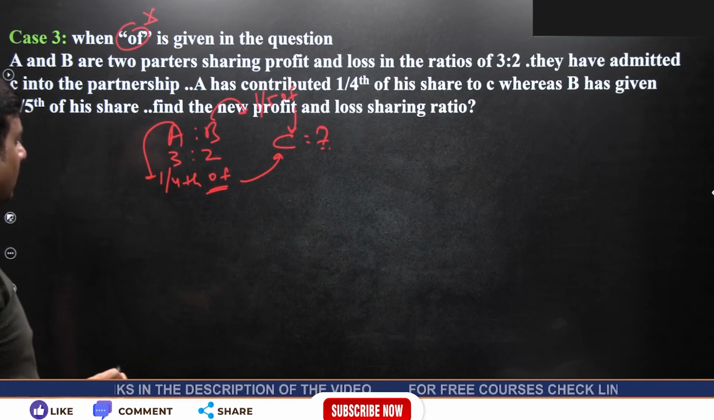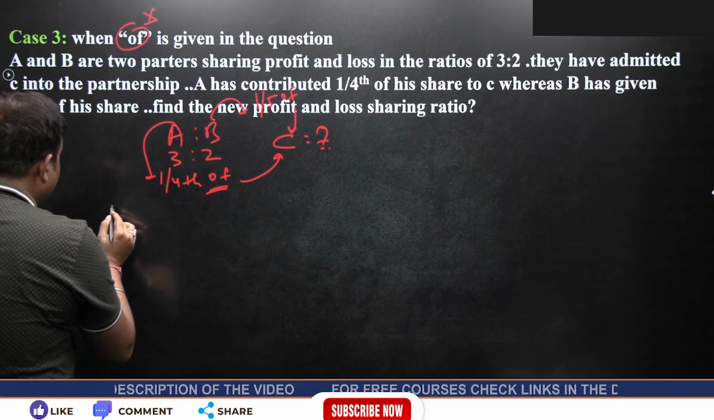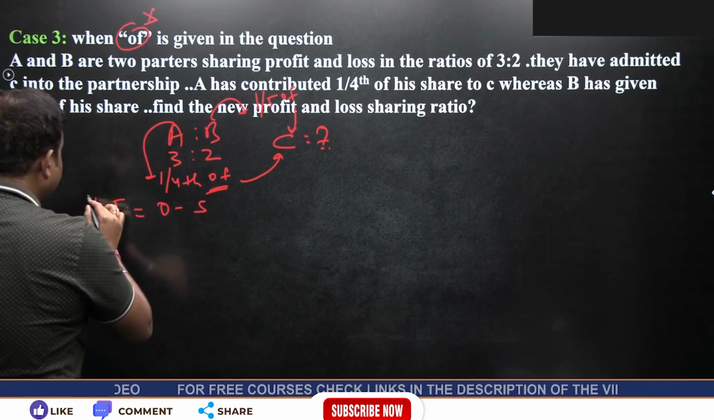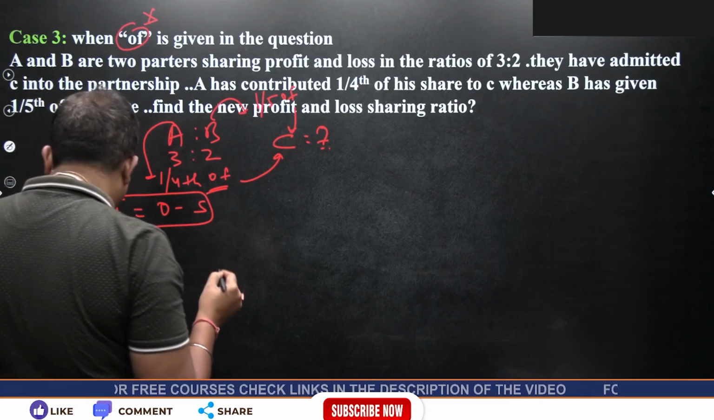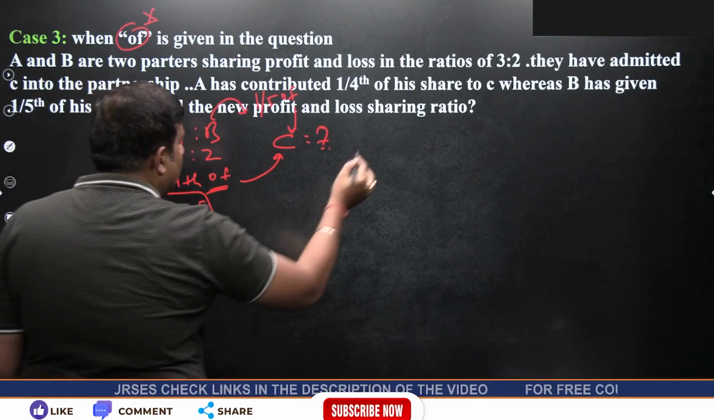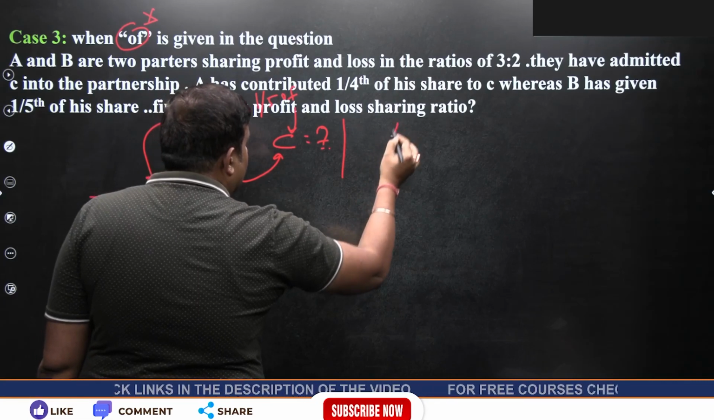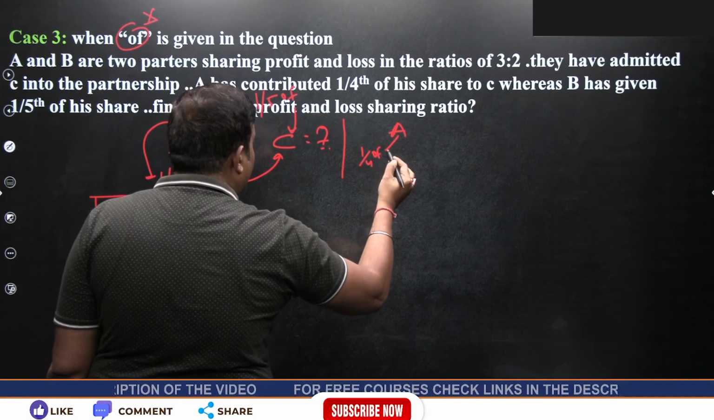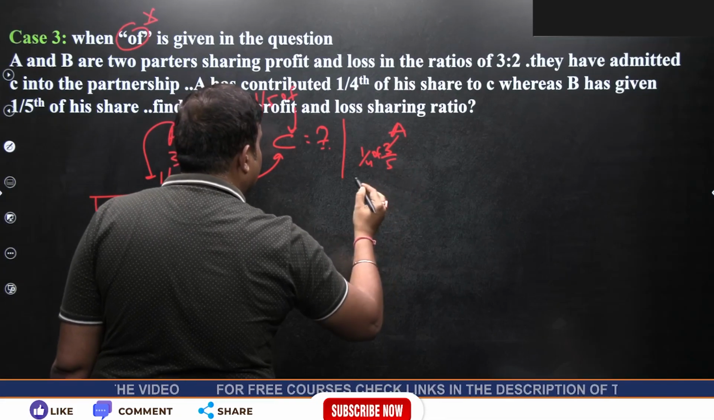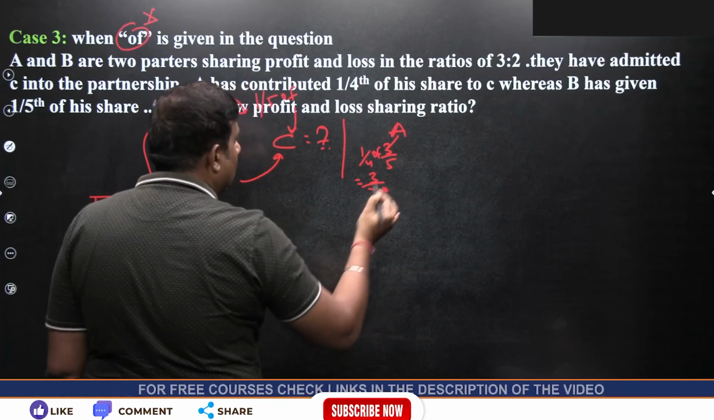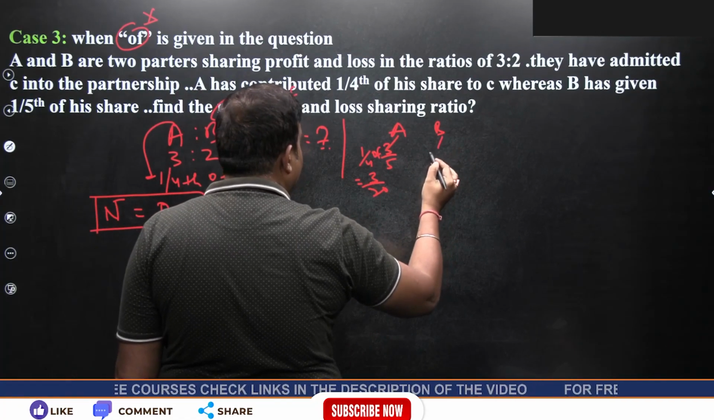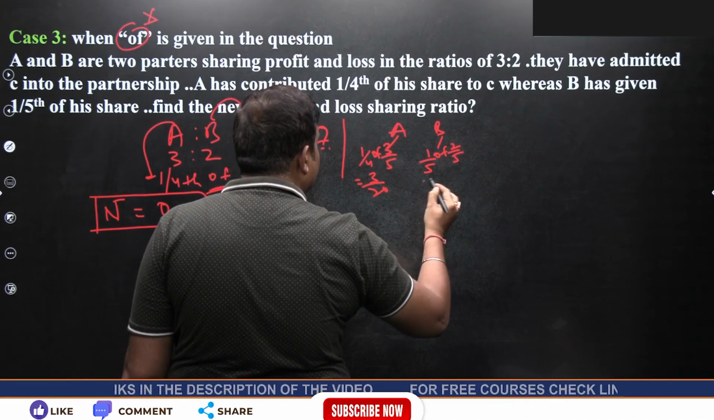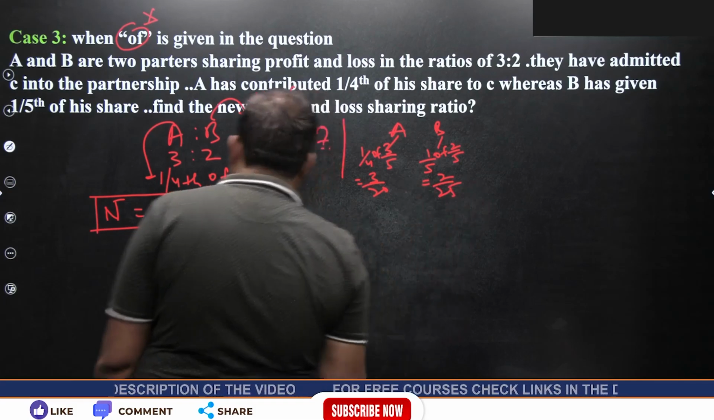Find the new PSR. Again we can apply the same formula: to ascertain the new ratio, the formula is old minus sacrificing. First of all we need to find the sacrificing part. A is going to sacrifice 1/4 of his share. So 1/4 of his share, that is 3/5, it should be 3/20. So far as B is concerned, B is sacrificing 1/5 of his share, so that is 1/5 of 2/5, so it should be 2/25.